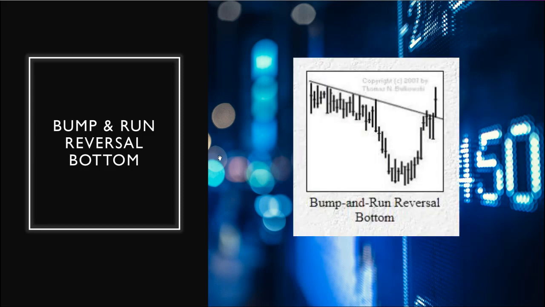The inverse of it is the bump and run reversal bottom. That's where you have a downtrending trend line, about negative 30 degrees slope. Then we get a big pop down somewhere between minus 45 to minus 60 degrees, sometimes bigger, and that's your bump down. Then we have the run reversal. We can get a little run up to the original trend line, and then finally when it gets over that, it could be another big move. Very good stuff here.